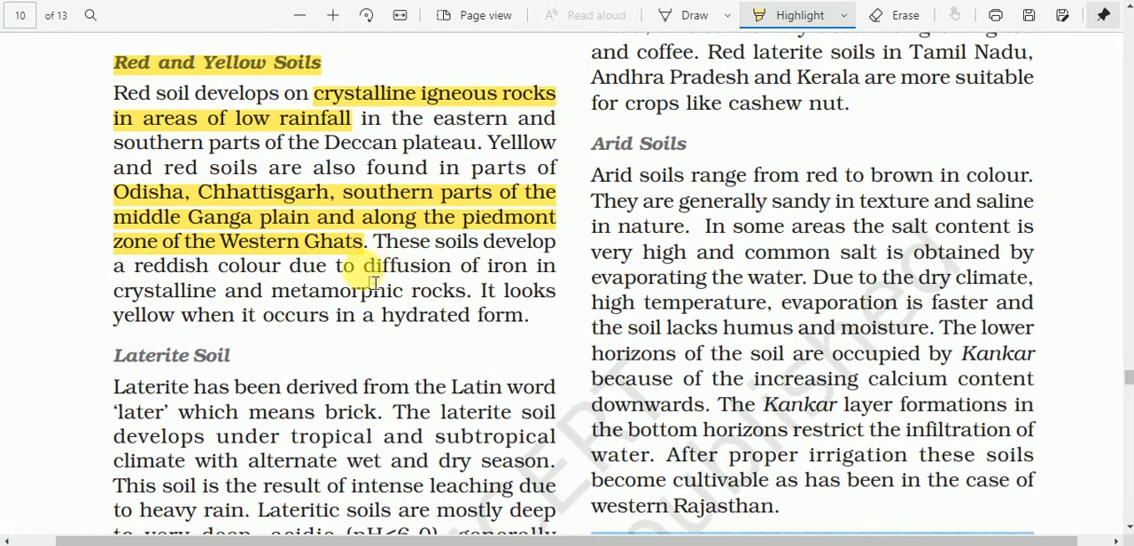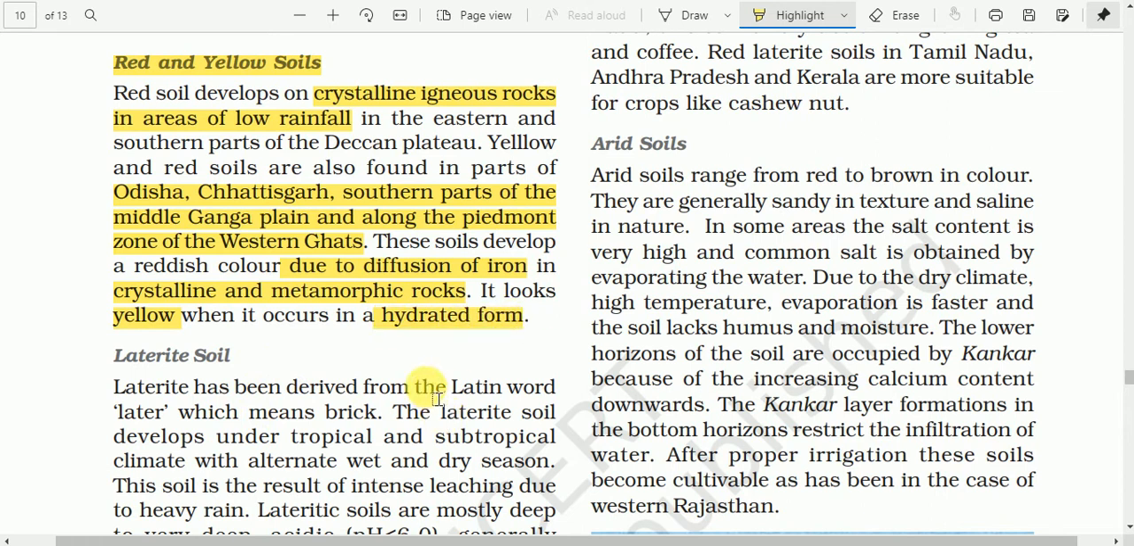And these soils develop reddish color due to diffusion of iron. So why are red soils red in color? These soils develop reddish color due to diffusion of iron in crystalline and metamorphic rocks. It means that these soils contain iron, and due to the oxidation process the color of the soil is red. And this red soil looks yellow when it occurs in hydrated form.